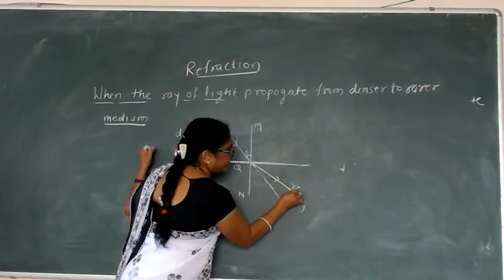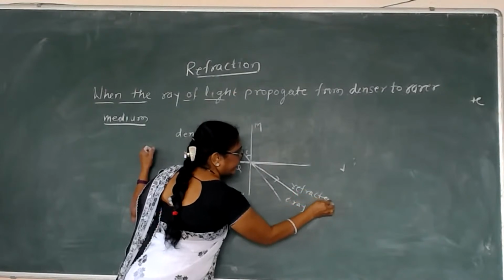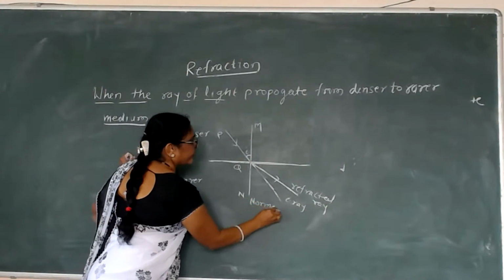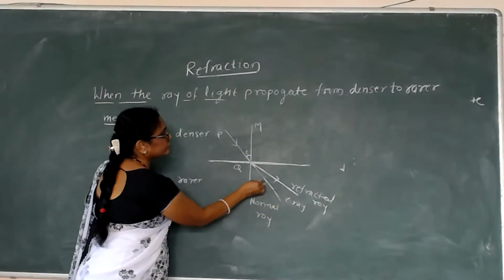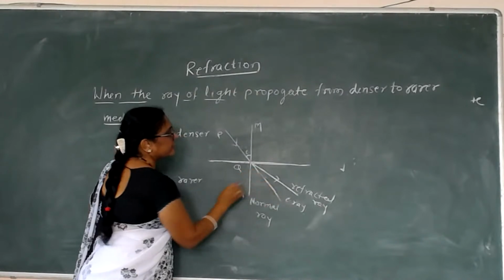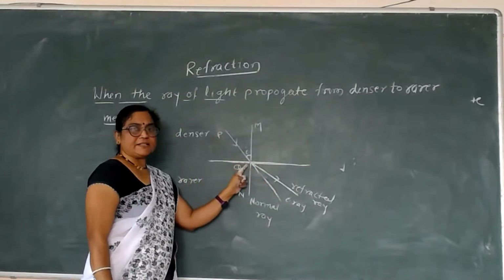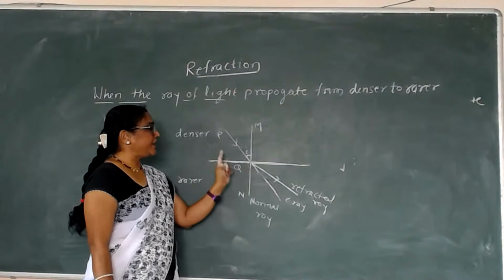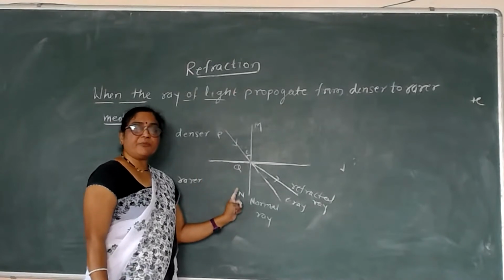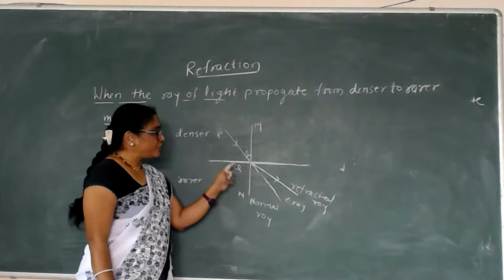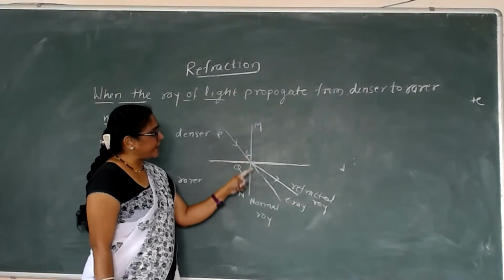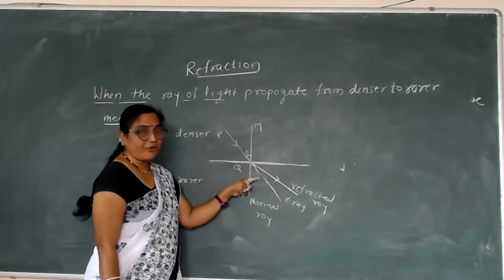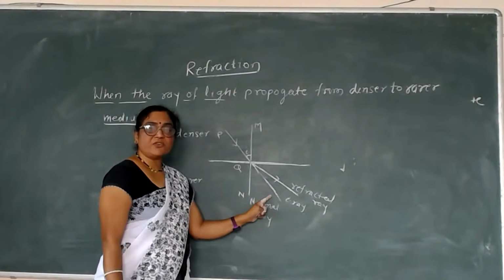So this ray is known as the refracted ray. This ray is known as the normal ray. This is an imaginary line. So see the figure. PQ is the incident ray, and this incident ray passes from the denser medium to the rarer medium. Rarer medium means where the density is less. So when the ray of light passes from denser to the rarer medium, at the point of incidence there is a bending of light, and this bending of light is known as refraction.